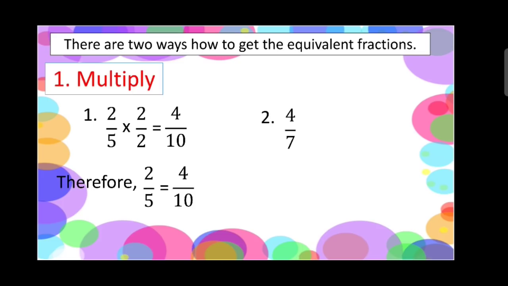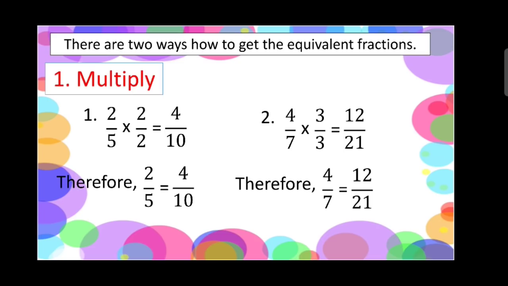Another example, we have 4 over 7. Paano natin makukuha equivalent fraction yan? By multiplying by 3. So, kung ano ginawa ko ulit sa numerator, ganun din po yung gagawin ko sa denominator. So, 4 times 3 is equal to 12. Then, 7 times 3 is equal to 21. So, the equivalent fraction of 4 over 7 is 12 over 21. Therefore, 4 over 7 is equal to 12 over 21. So, ganyan lang po kadali. Okay? So, next, yung multiply.